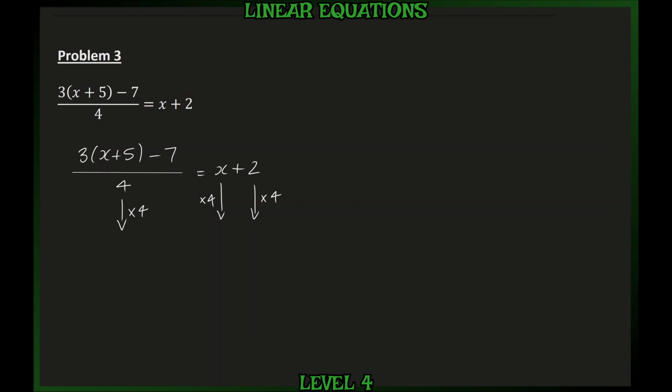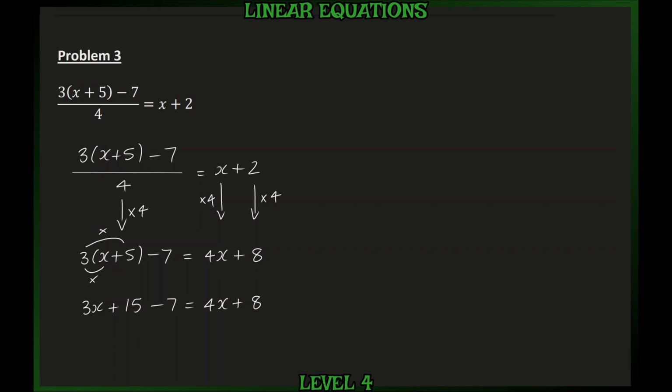So on the left the times 4 and the divide by 4 cancel out, and this just leaves us with 3 times (x plus 5) minus 7, and on the right 4 times x is 4x, and 4 times 2 gives us 8. Going back to the left we have a bracket, so we can expand this bracket by multiplying together 3 and x to give us 3x, and by multiplying together 3 and 5 to give us positive 15, and we still have a minus 7 after it, and the right still remains as 4x plus 8.